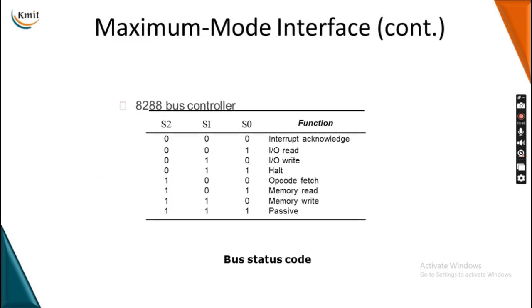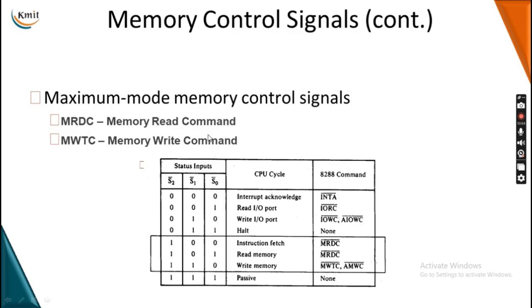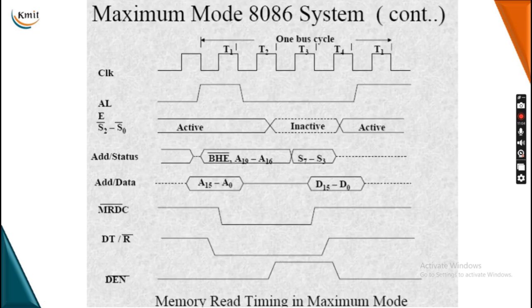All the functions depend upon this table of status codes S2, S1, S0. These are the same operations that the minimum mode has done; the only difference is that here the bus controller controls all the signals. Now coming to the memory read timing diagram, how the read cycle works. Suppose we have a clock pulse in this fashion with T1, T2, T3, T4, then again T1, so one bus cycle.